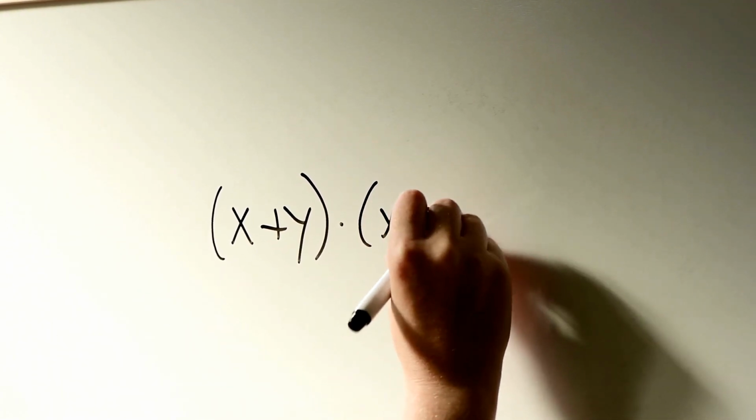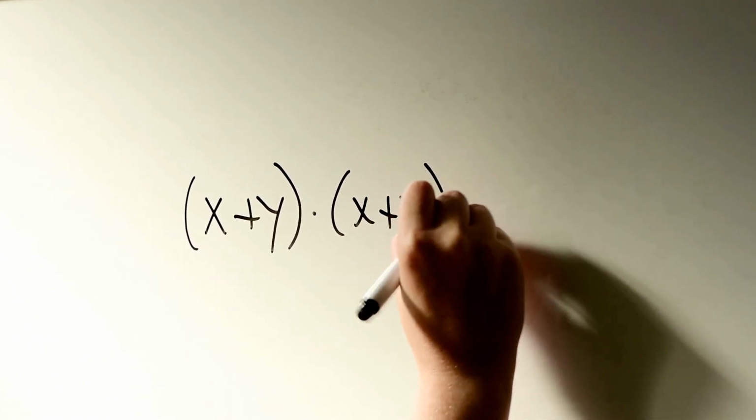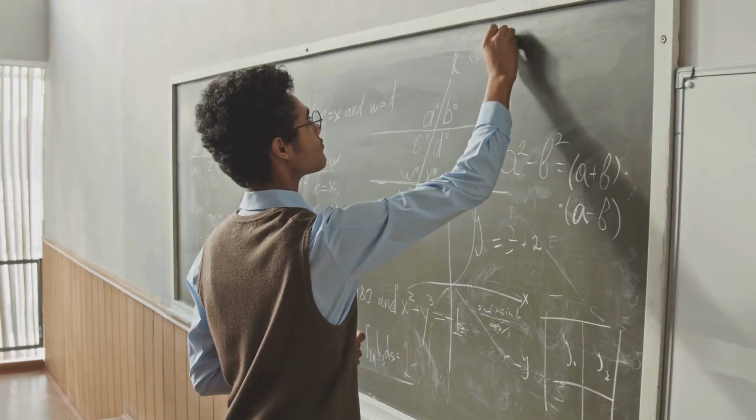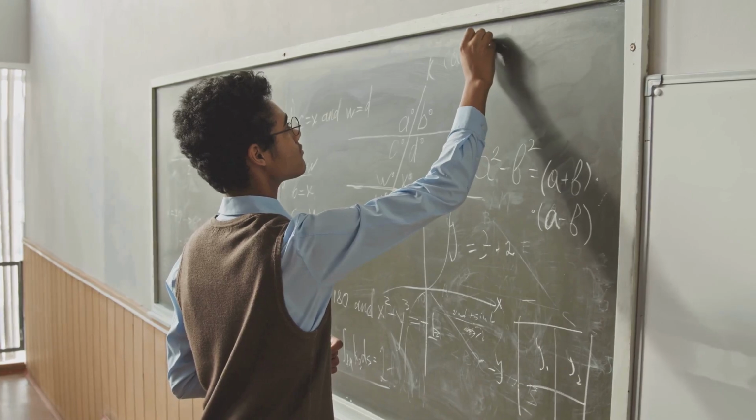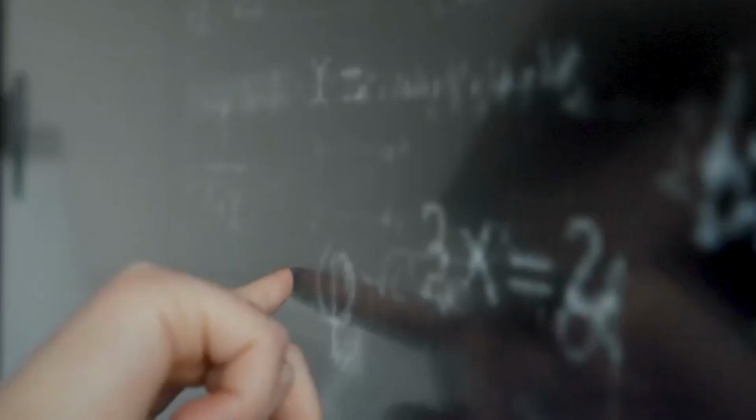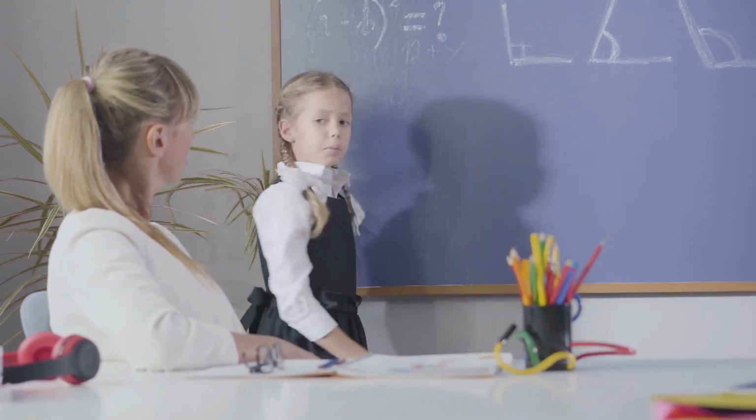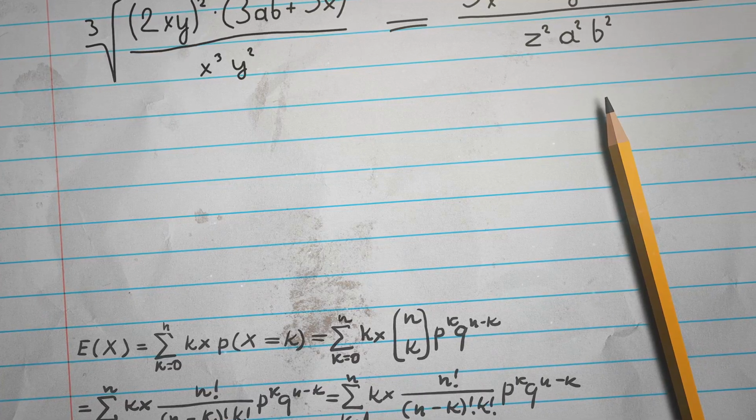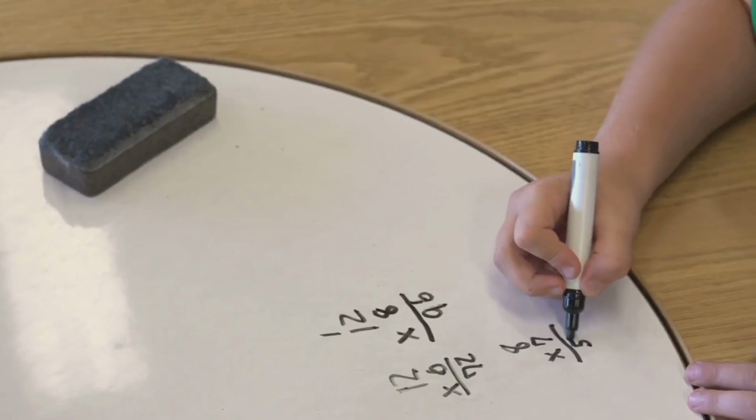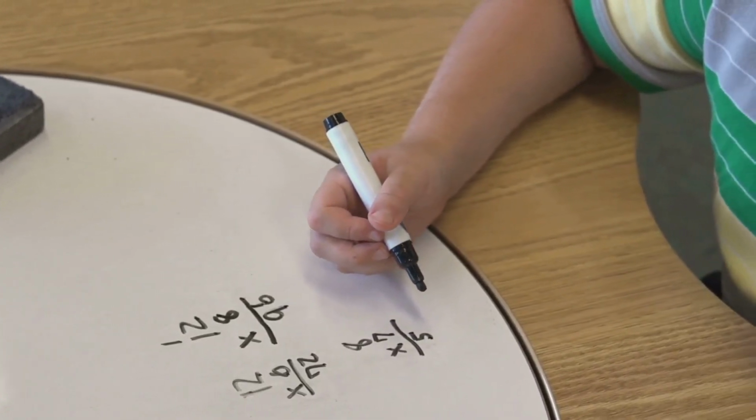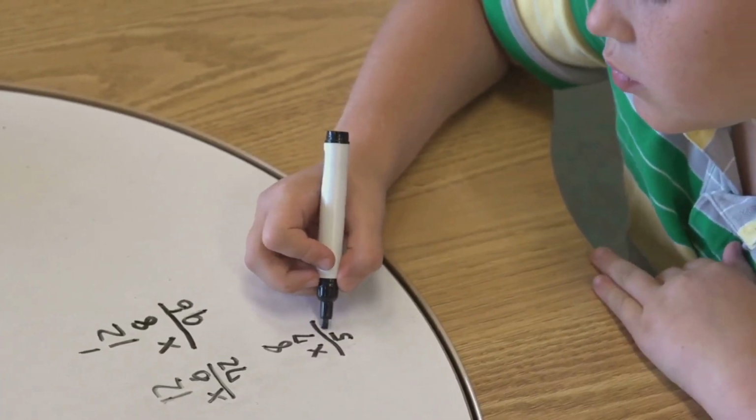Using the quadratic formula, a step-by-step guide. Let's solve an example to see how the formula works in action. Consider the equation x² + 3x − 4 = 0. First, identify a, b, and c. In this equation, a equals 1, b equals 3, and c equals negative 4. Next, substitute the values into the formula: x equals negative 3 plus or minus the square root of 3 squared minus 4 times 1 times negative 4, all over 2 times 1.